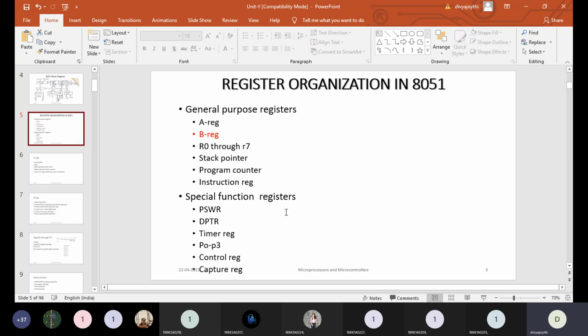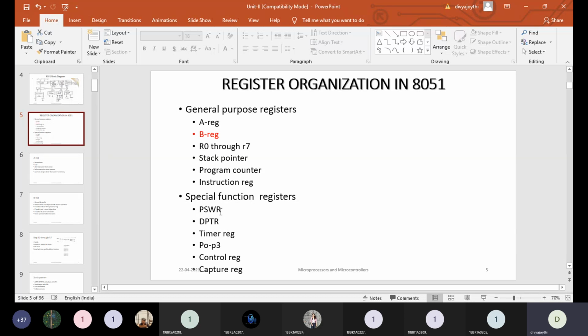If we move on to the special function registers, in today's class we'll discuss only the general purpose registers. But here I'll just tell you the full forms of the special function registers. These are also of 6 types. So here there are 6 types of general purpose registers and 6 types of special function registers. PSWR means program status word register, which is a very, very important register in the 8051. And next, DPTR means data pointer register.